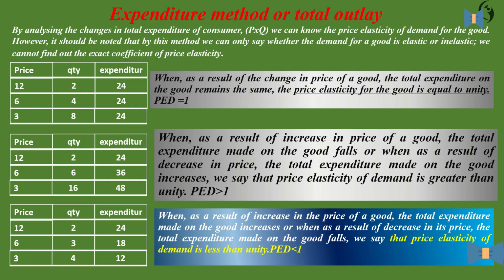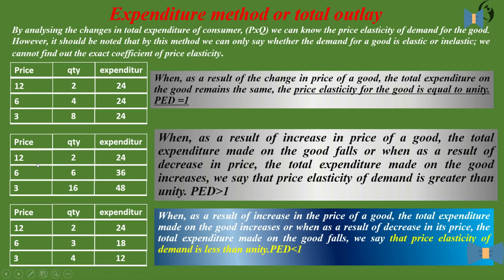The other method is the expenditure method. Based on the expenditure of the consumer, we can know the price elasticity of demand. Here we can say whether the price elasticity is greater than 1, less than 1, or equal to 1. We can't get the exact coefficient of price elasticity using the expenditure method. Here is an example. The price is going down from 12 to 6 to 3, but the quantity demanded is increasing, and the expenditure is the same. In this case, the price elasticity is equal to 1.